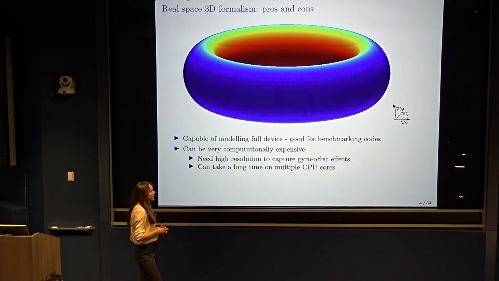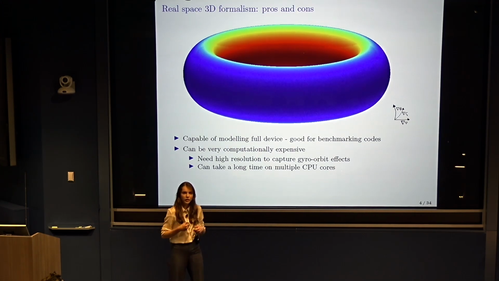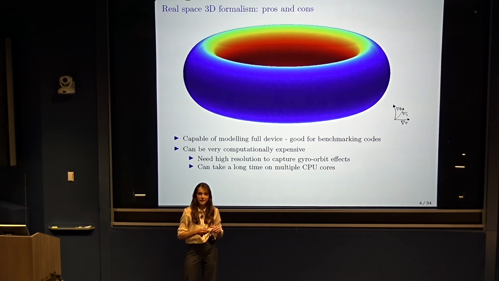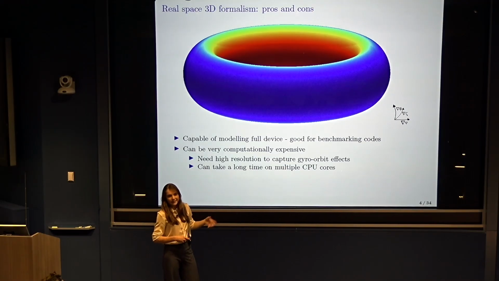This is partly because in order to resolve those gyroradii very well in real space, I need to have a very dense grid in my alpha direction. So I need to have a lot of field lines. That high resolution can massively slow down my code. If I really want to resolve those gyro orbit effects, I need a lot of resolution, which is very computationally expensive. So although they are very good for benchmarking, they can be quite slow and expensive to run.